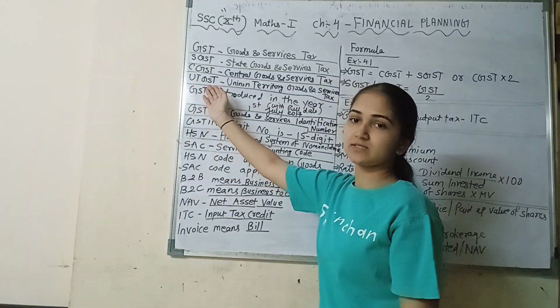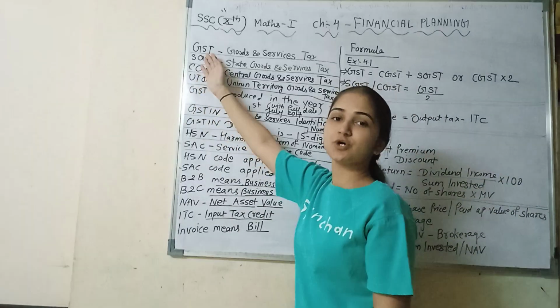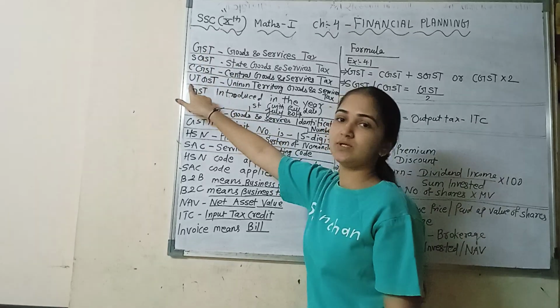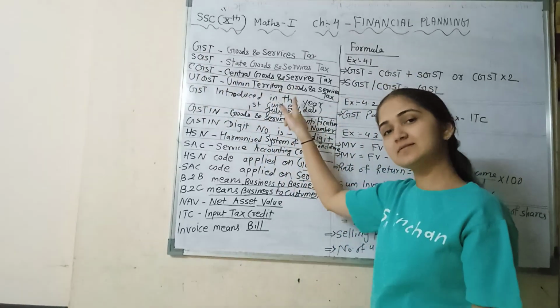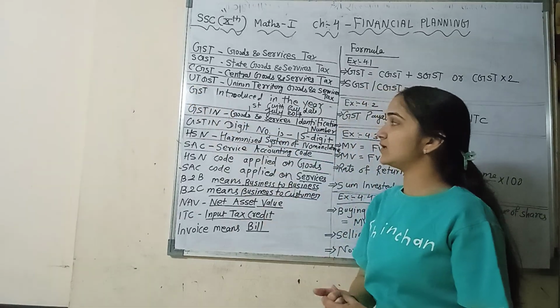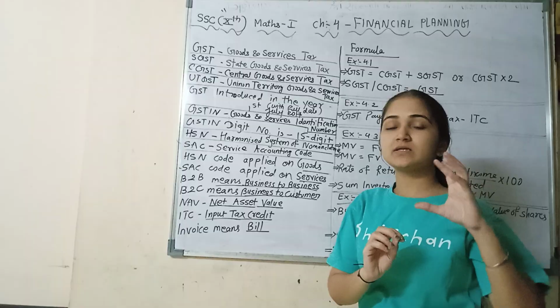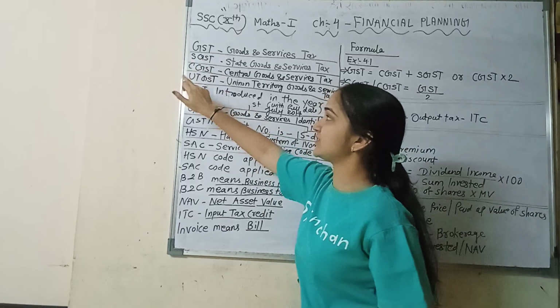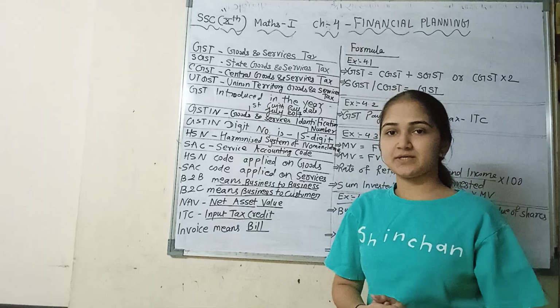Next is UTGST, which is similar to CGST or SGST. UTGST means Union Territory Goods and Service Tax. So basically a Union Territory comes under the specific selected states. Instead of SGST we use UTGST over there.